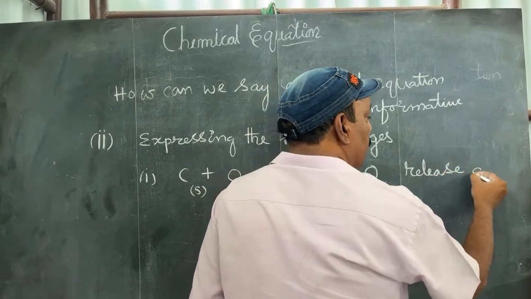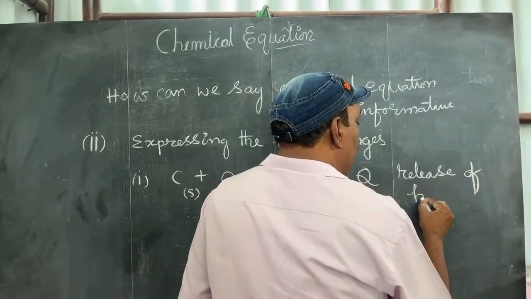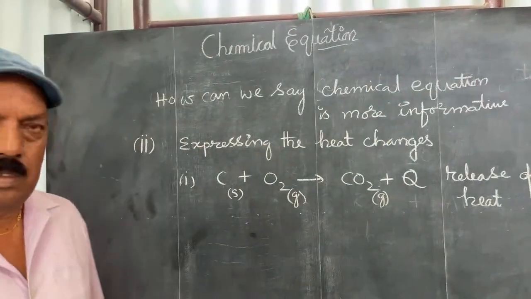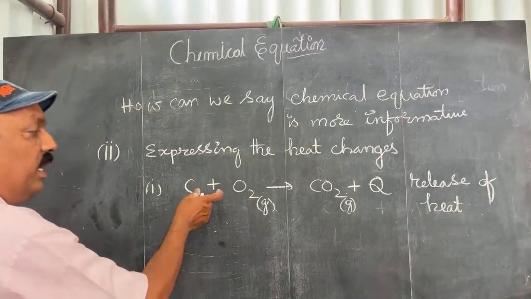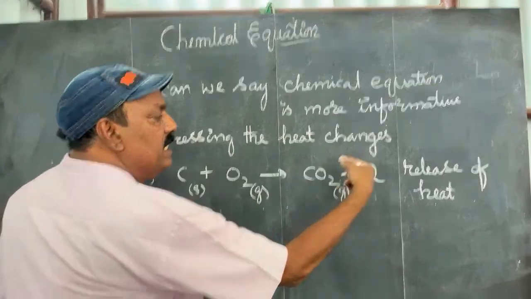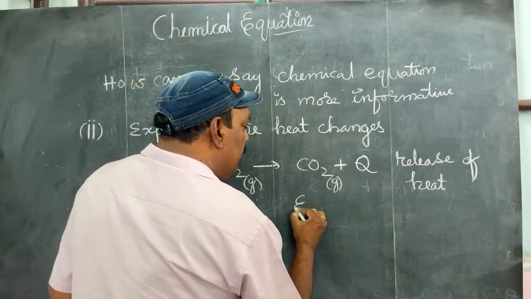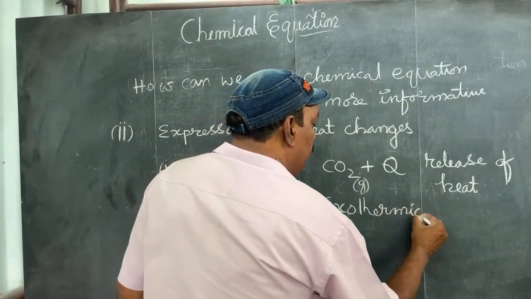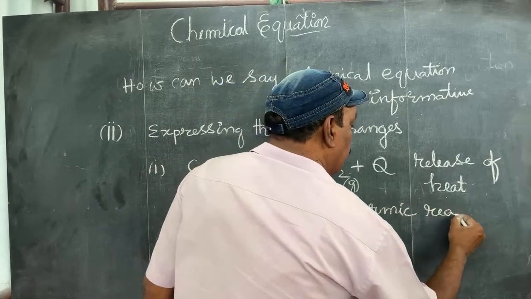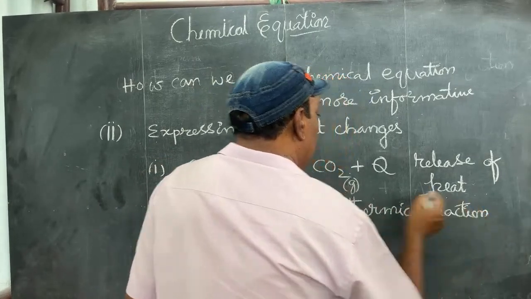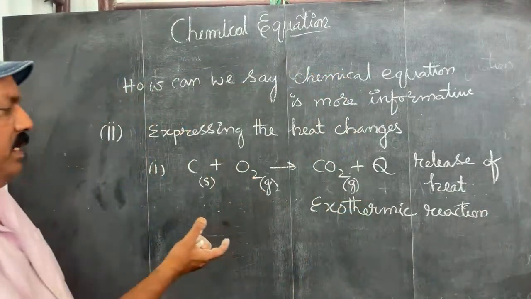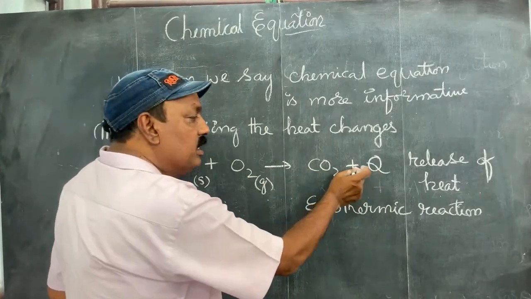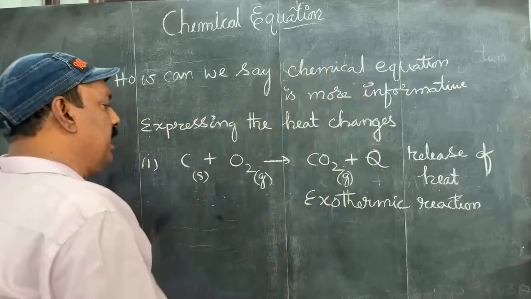Release of heat. Whenever any chemical reaction releases heat, we call it an exothermic reaction. How can you say that a chemical equation is an exothermic reaction? In the chemical equation, if plus Q is present, that is an exothermic reaction.